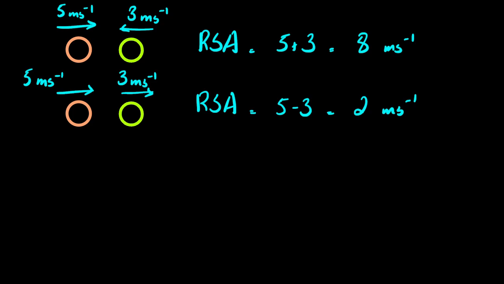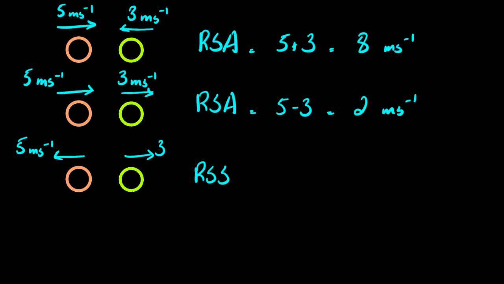Let's talk about another one. So now, for example, if we have it like this, one is now moving at 5 meters per second towards the left. This one is still moving at 3 towards the right. So now we can see that both of these will move away from one another. Both of these are being separated. They're going on their own ways. So this time, because these are objects in opposite directions, and they're separating, we would again add to get the relative speed of separation.